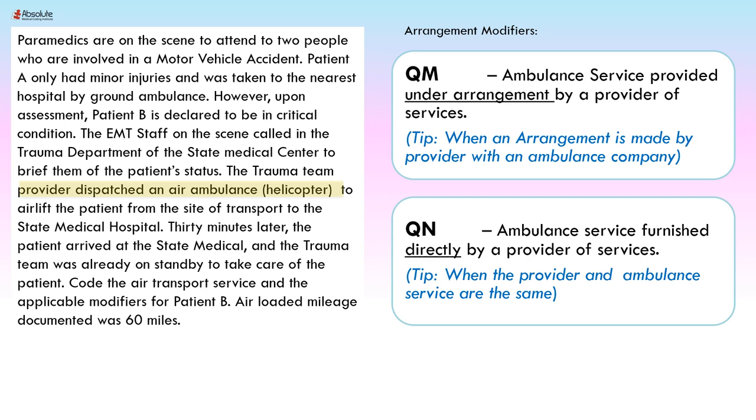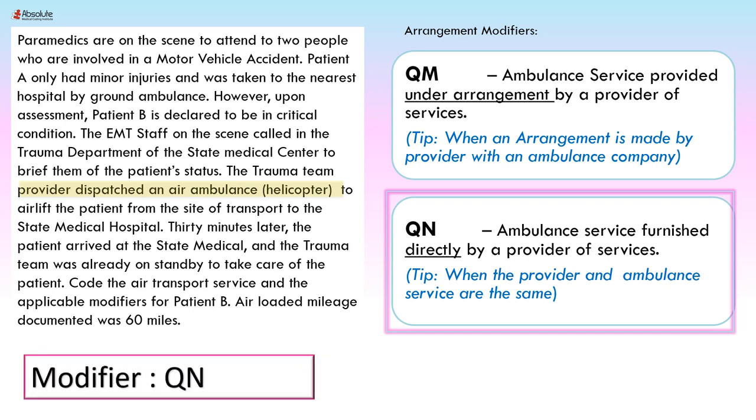So between QM and QN, which one do you think would be the best modifier for this? Exactly, QN, because the provider and the ambulance service are the same. So this is going to be our first modifier. Next, we're going to go ahead and take a look at our ambulance origin and destination modifier, my favorite.